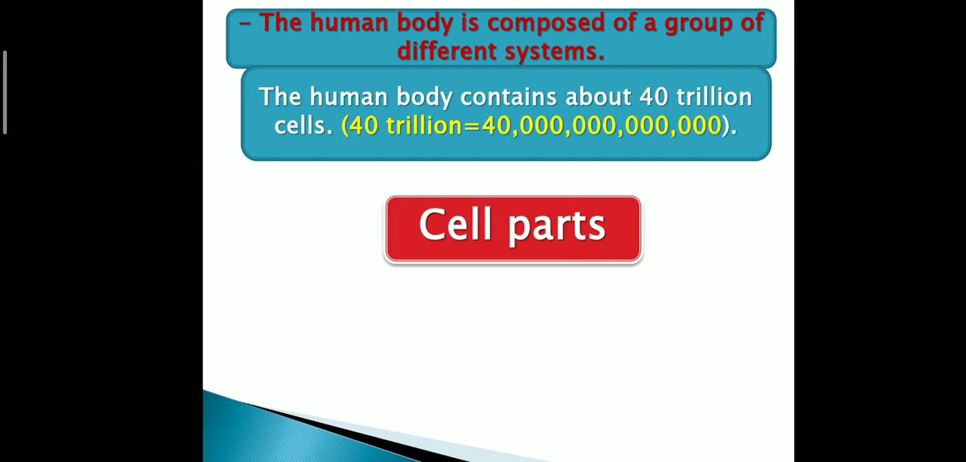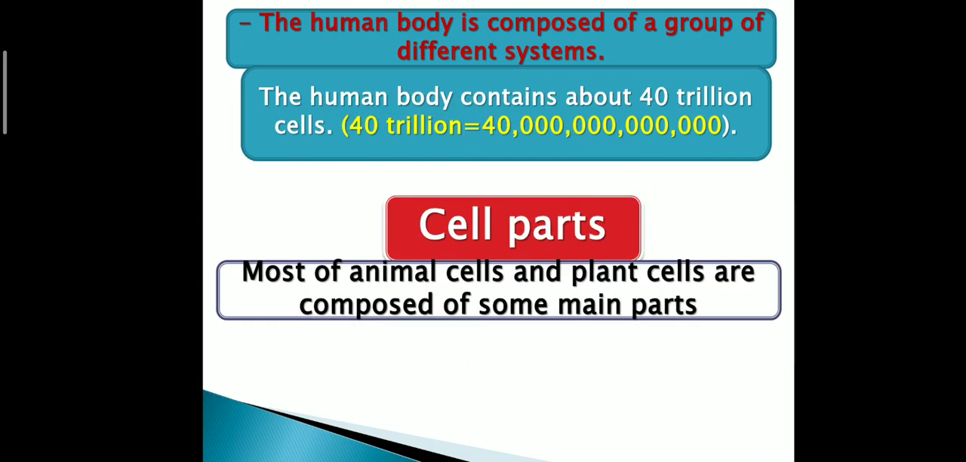Now we will talk about cell parts. We will talk about parts of the animal cell and plant cell. Animal cells and plant cells share some main parts. There are some main parts found in animal cells and also found in plant cells. What are the main parts found in both?